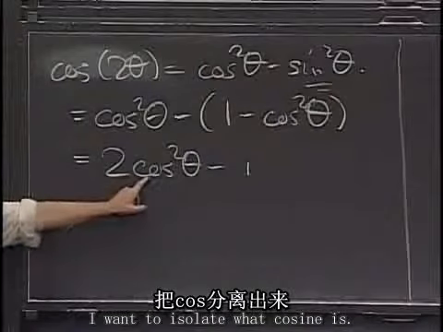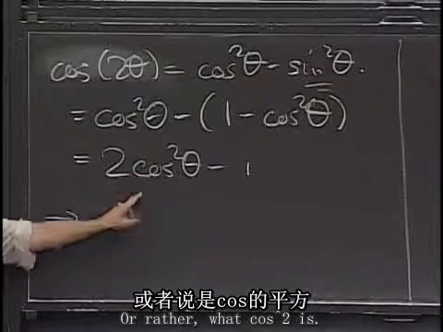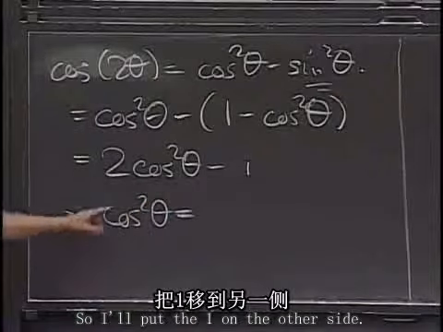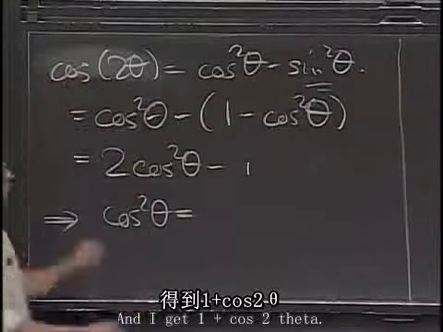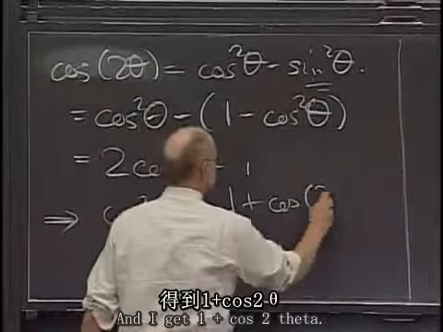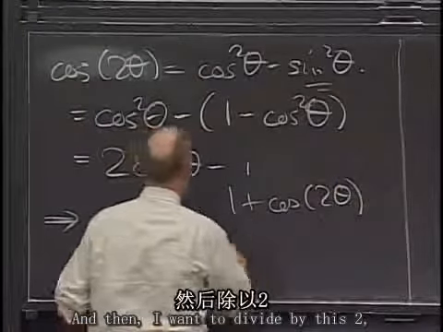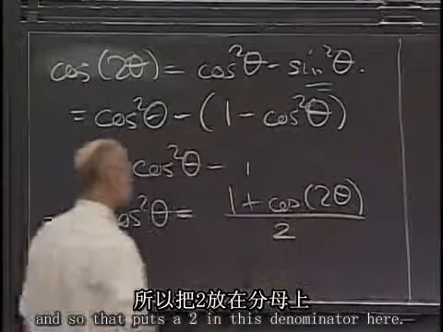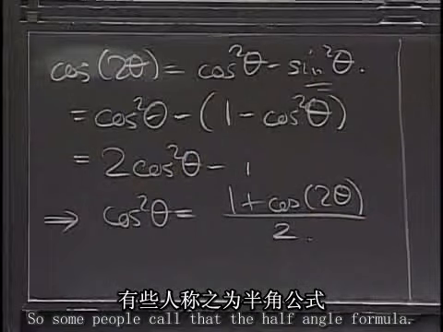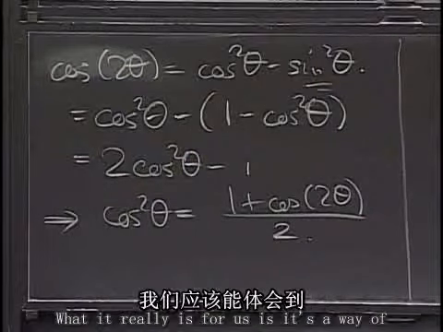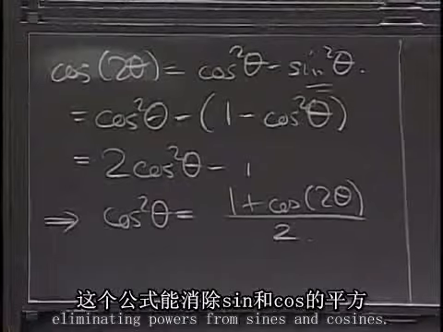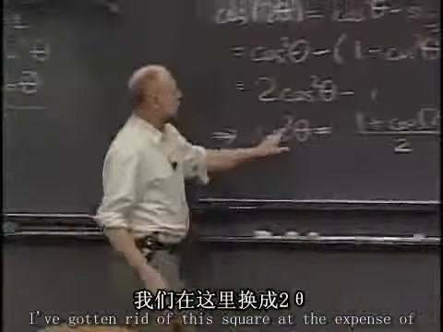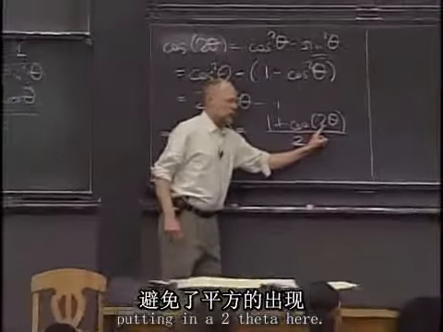I want to isolate what cosine squared is. So let's solve for that. I'll put the 1 on the other side, and I get 1 plus cosine of 2 theta. And then I want to divide by this 2, and so that puts a 2 in the denominator here. So some people call that the half angle formula. What it really is for us is a way of eliminating powers from sines and cosines. I've gotten rid of this square at the expense of putting in a 2 theta here.